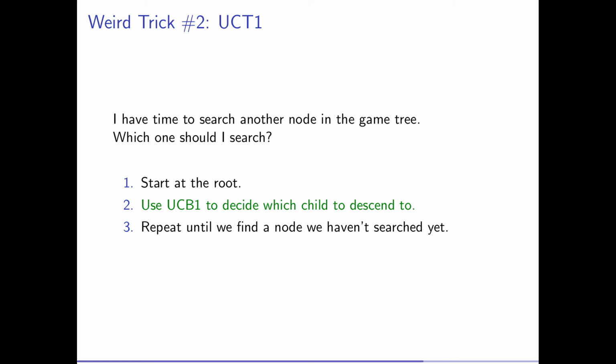And so to choose which node to do a rollout from, we're going to start at the root of the tree. We have 4 children in our example. We're going to use the UCB1 decision metric to decide which of those children to descend to. And then we're going to iterate that. So maybe we chose child 2, and then we're going to use UCB1 to decide which of those children to go to. And we're going to keep doing that until we find a node that we haven't done any rollouts from yet. And as soon as we do that, we'll do a rollout from there, get some information about the value of that node, and propagate that information back up to the root.